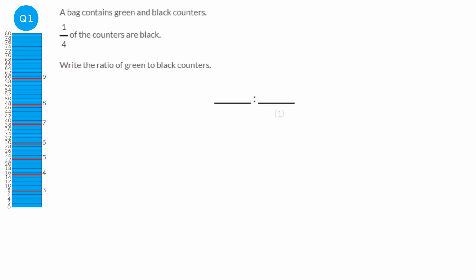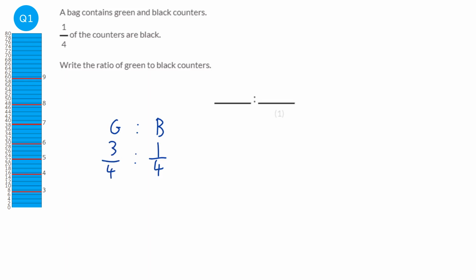Enjoy! So the first thing we're going to do is write this as a ratio between the fractions. So we're going to have green to black. Now it says that a quarter of the counters are black, and therefore the remaining counters will be green. So if a quarter are black, that leaves 3/4 to be green.